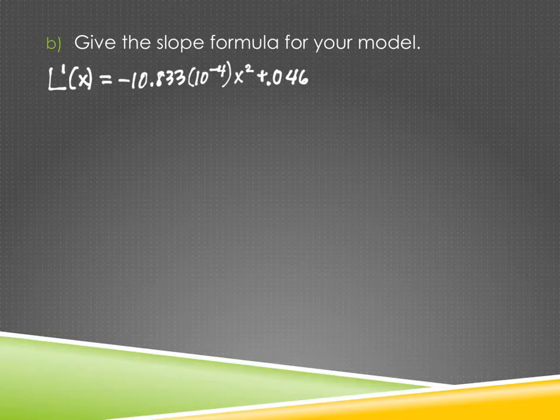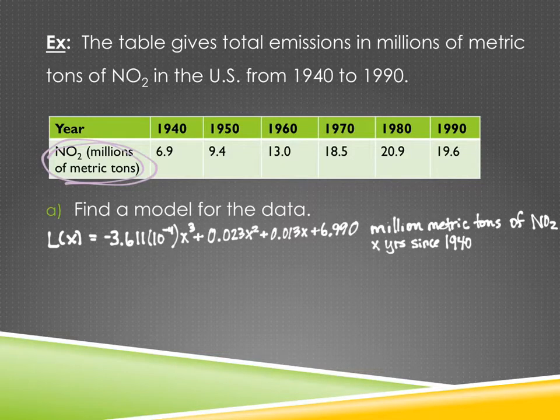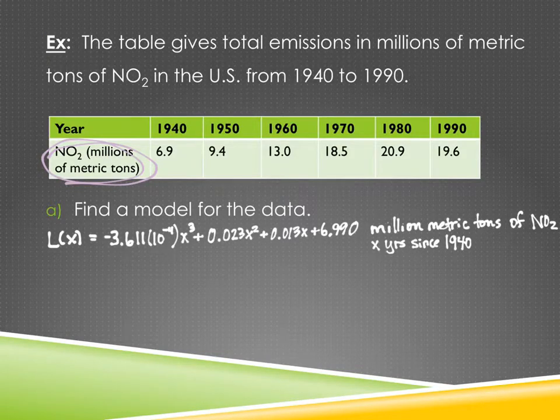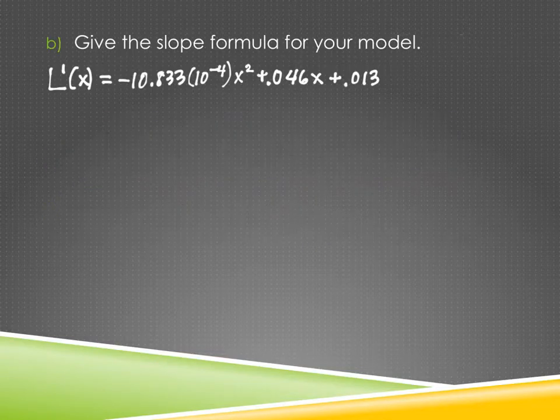0.046, right? X. And then I need the derivative of 0.013x. Yep, just that number by itself, 0.013. And the other part was constant, right? The 6.99 constant, so I don't need it.